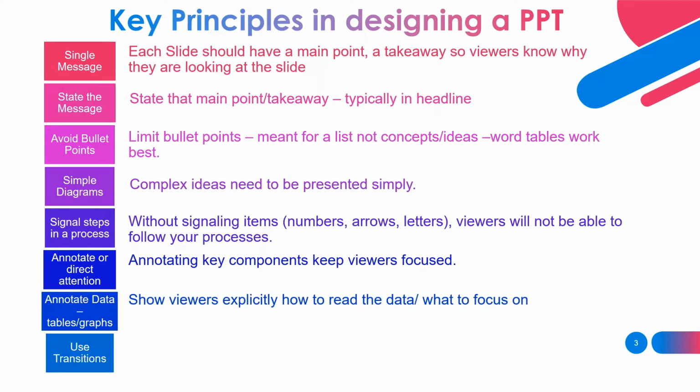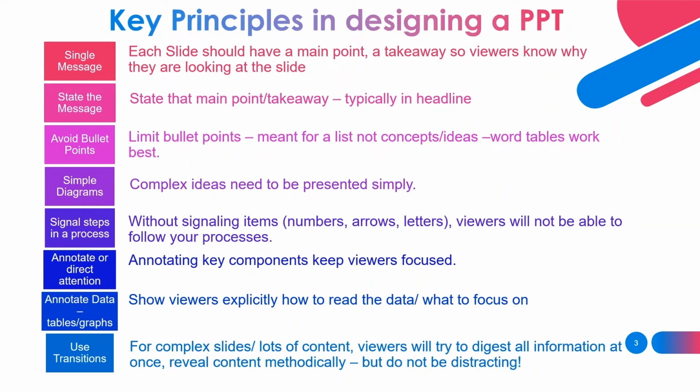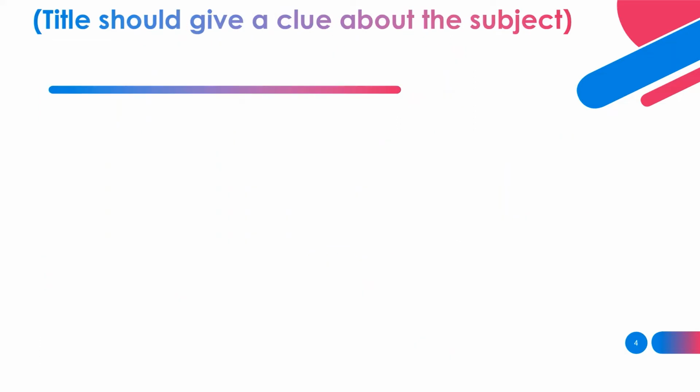For complex slides or when there is lots of content, viewers will try to digest all information at once. So use transitions to reveal content methodically, but don't be too distracting. Your slide titles should give your audience a clue about the subject.